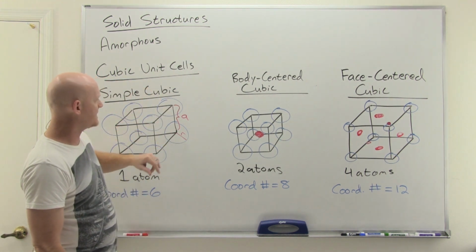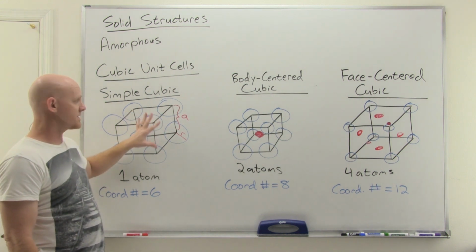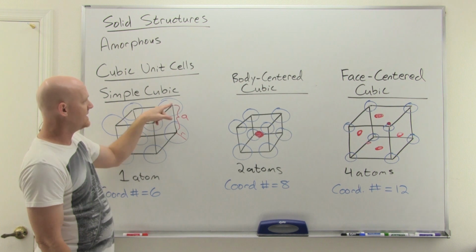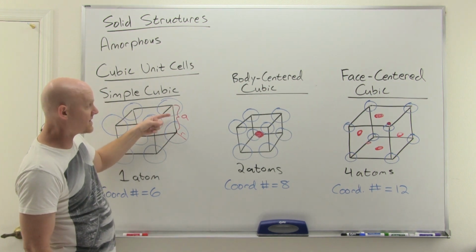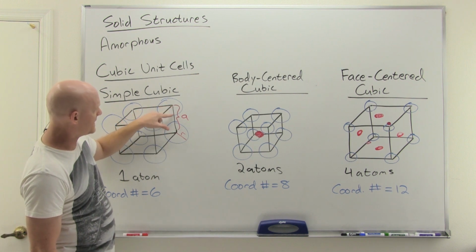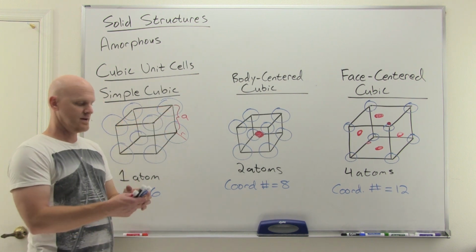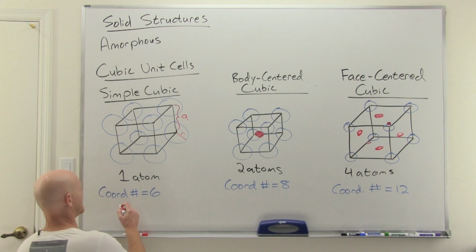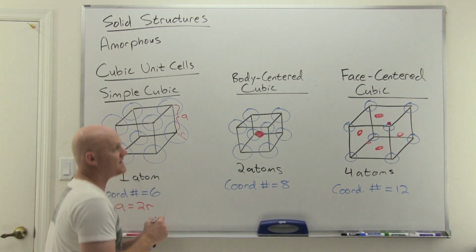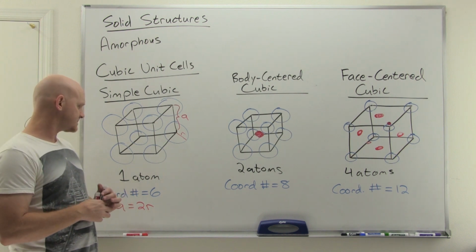So if we look at it here, my drawing sucks, just so you know, but these 2 atoms are actually in contact with each other. This edge length, they don't look like they're in contact, but they really should be. So the edge length here would be the radius of one atom plus the radius of another atom. And so you have a very simple relationship here that A equals 2R. And that is the easiest one to see.